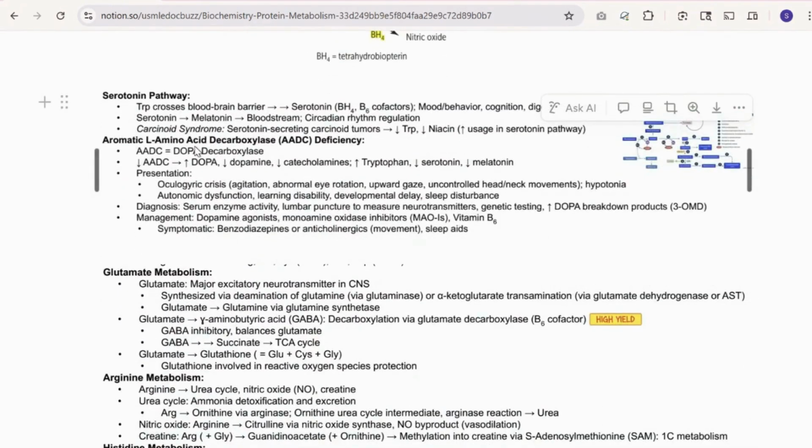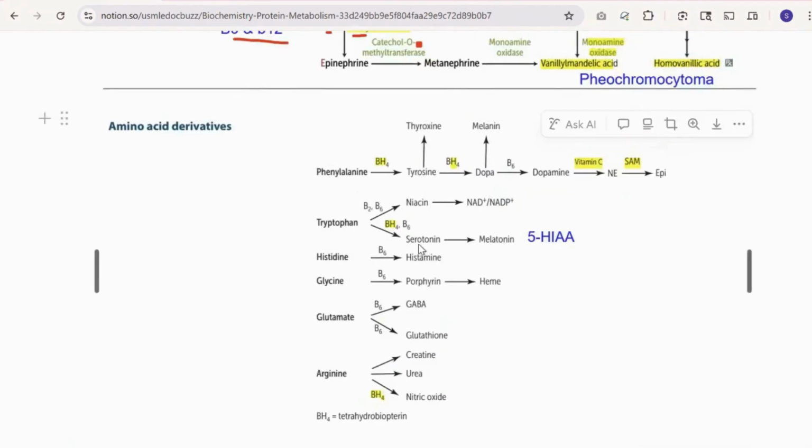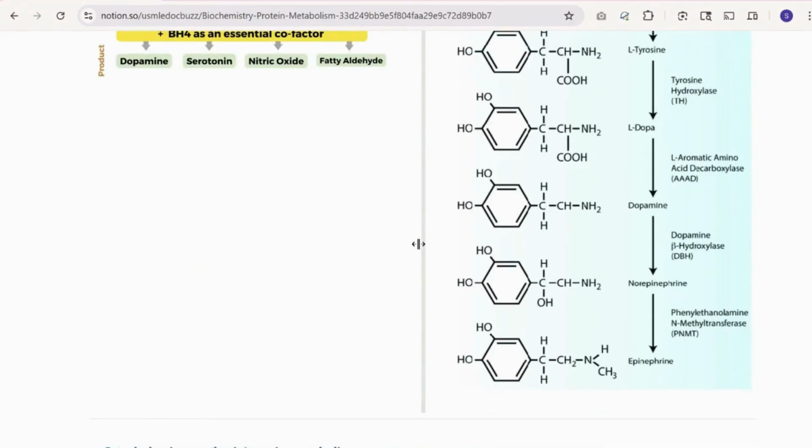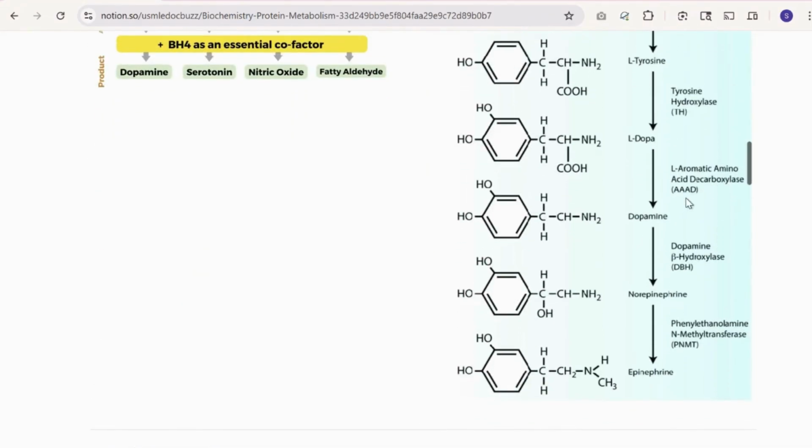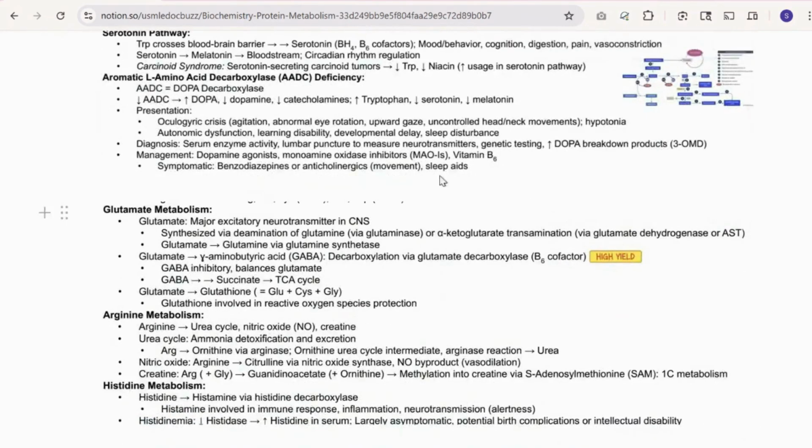Now, there's this special deficiency that I've come across while doing research. It's called AADC deficiency. Okay, AADC just means dopa decarboxylase, right? So if dopa decarboxylase is low, dopa is high, dopamine is low, right? That's the conversion we're talking about. Just to go back to it, this one, right? AADC deficiency leads to L-dopa increasing, dopamine decreasing, right?